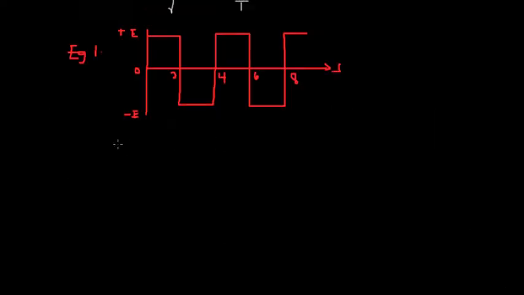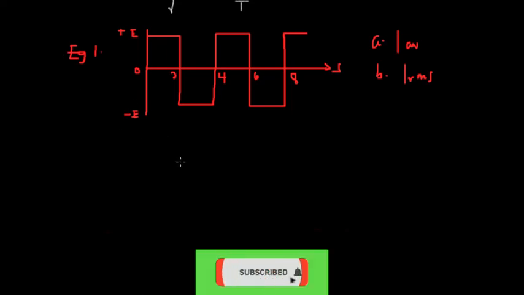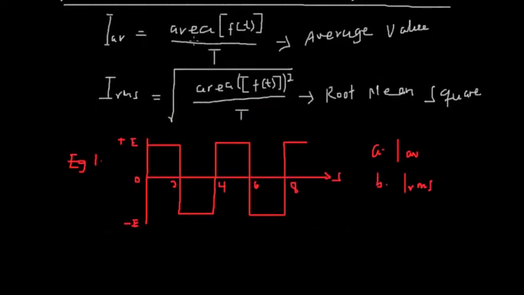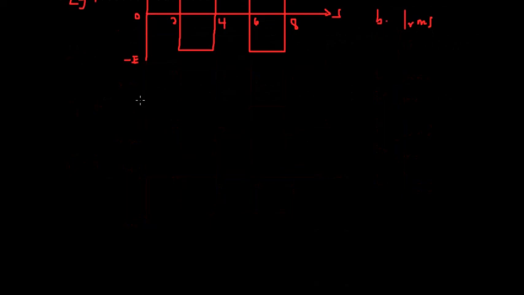We are told to find A, the average value, and B, the root mean square value. Now let's proceed. Once you meet any question like this, the first thing you need to know is the formula for your average value and the formula for root mean square. This is the formula for average value, and this is the formula for root mean square.